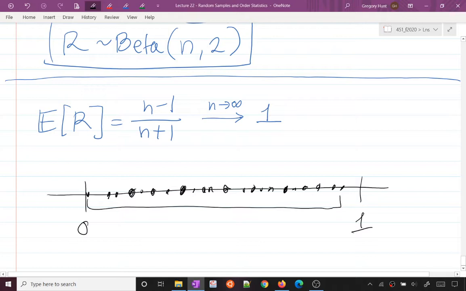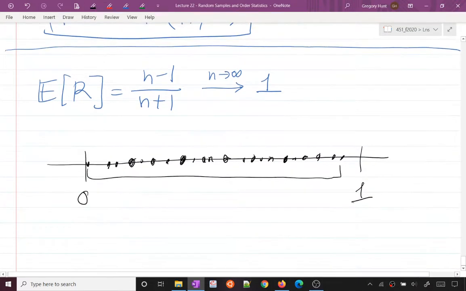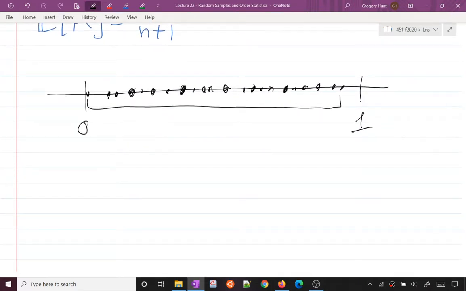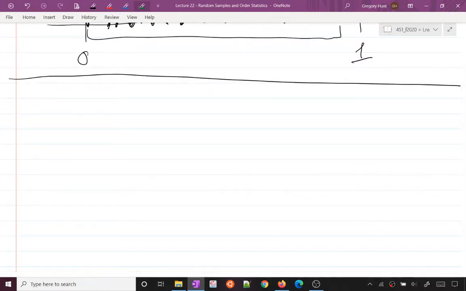We can say something more than just the expected value being asymptotically close to 1. It's that actually the range for the uniform random variables follows a beta distribution. The last thing I want to say here in the last couple of minutes, and no more examples, no more proofs, I just want to write one fact down.